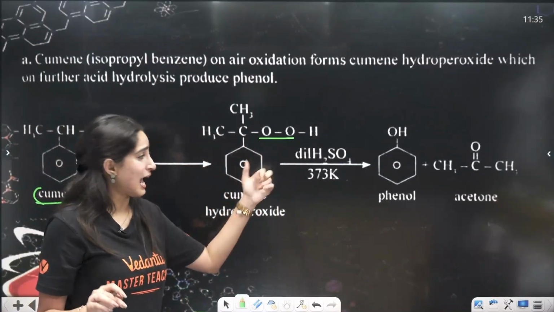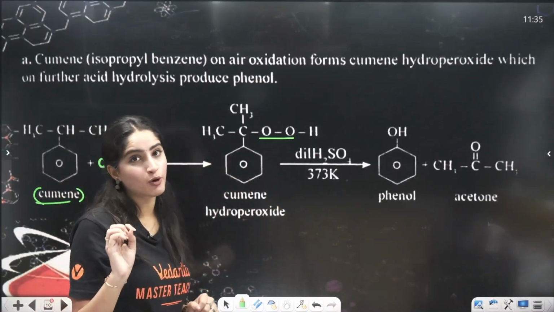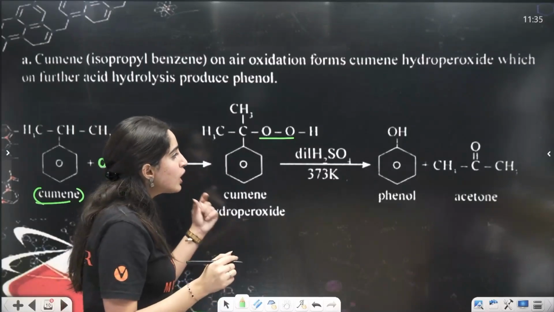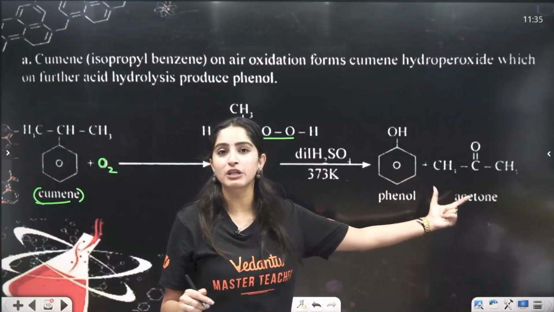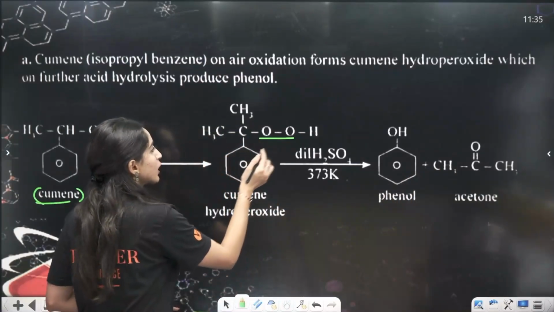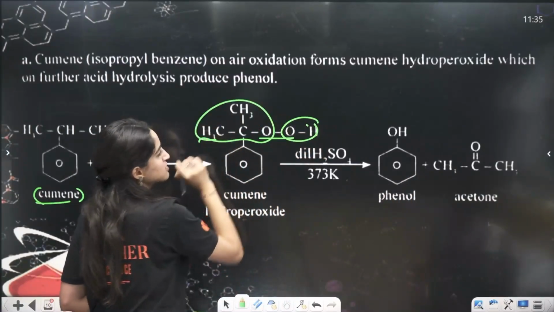Next is, in acidic medium, if you heat it, what will happen? Now the end products, even the byproduct, are important here. They can ask you, apart from phenol, which thing is formed? So you cannot ignore the byproduct here. What will happen? This will get placed here and this will form acetone, right?